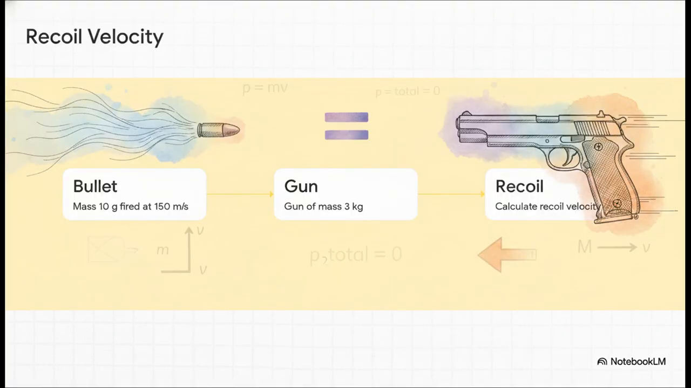Let's dramatize that momentum a bit. Imagine a 10-gram bullet is fired from a 3-kilogram gun at 150 meters per second. Because of the rules of momentum, the total momentum before firing, which is 0, absolutely must equal the total momentum after firing. The tiny bullet gets a massive forward velocity, creating forward momentum, so to keep the total universe balanced at 0, the much heavier gun must experience a backward velocity. Because the gun is 300 times heavier than the bullet, its backward recoil speed is much slower, specifically 0.5 meter per second backward, but it is an absolute inevitability of physics.